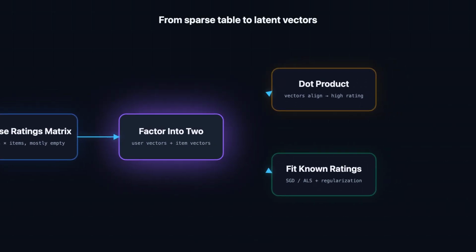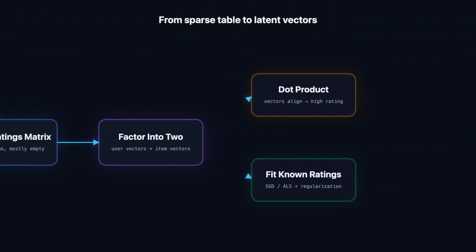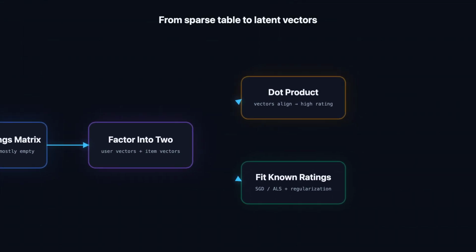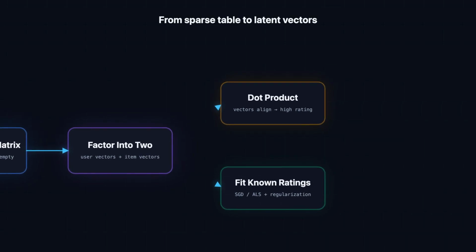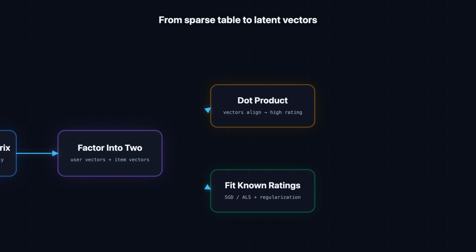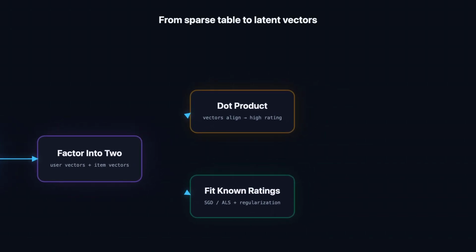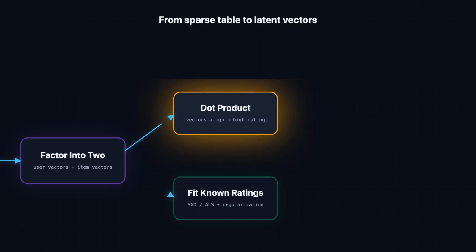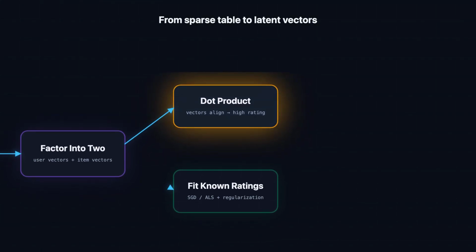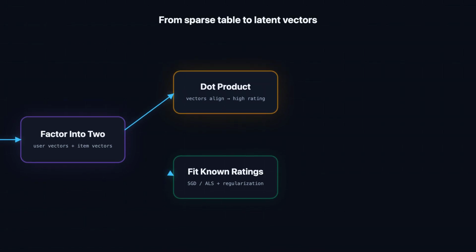The key move is to assume this giant table is really the product of two much smaller matrices. One describes every user as a short vector, and the other describes every movie as a vector living in the very same hidden space. We call the entries of those vectors latent factors. Now here's the payoff. To predict how much you'd like a film, we just take the dot product of your vector and the movie's vector.